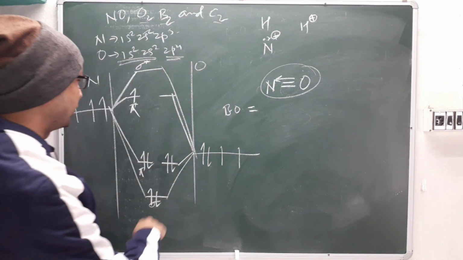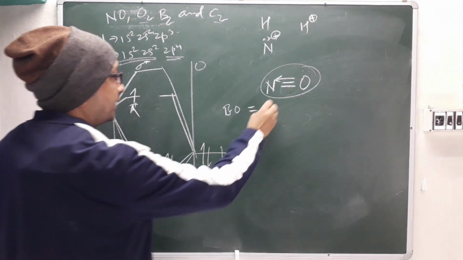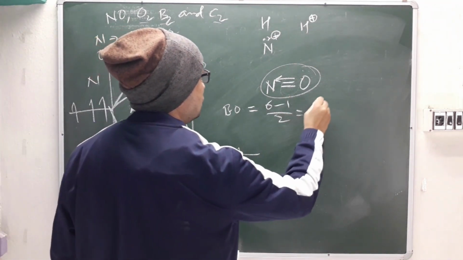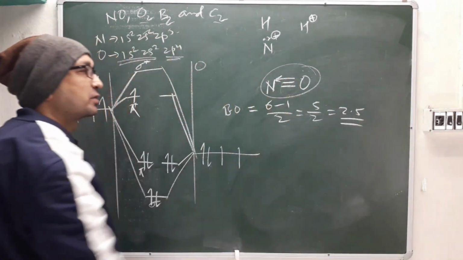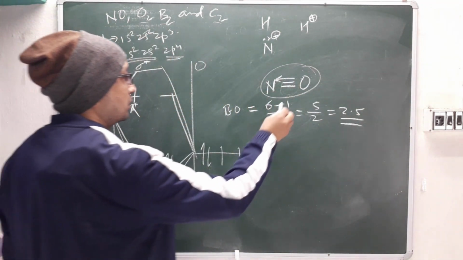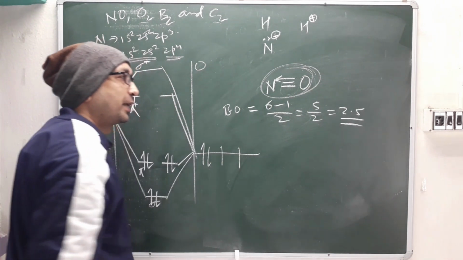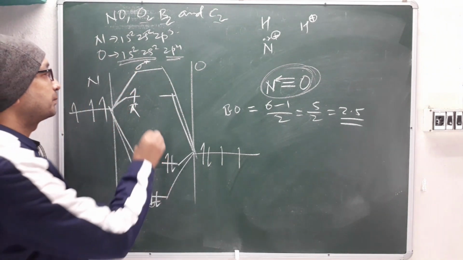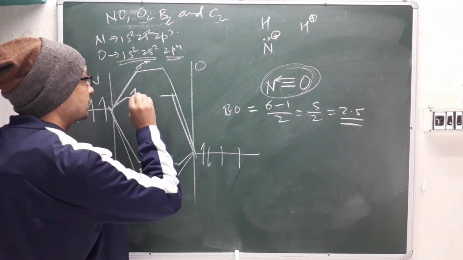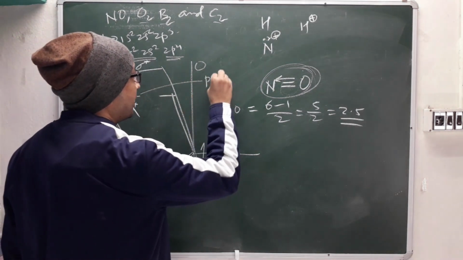The magnetic properties, we are going to do it. So the bond order will be 6 minus 1 divided by 2, which is 5 by 2, 2.5. See, bond order is 2.5, not 3. So you have understood the bond nature, it will be this kind of thing. Bond order is 2.5, and you have to calculate the magnetic properties. There is an unpaired electron, so it is paramagnetic.